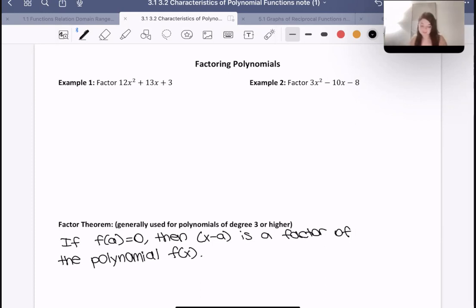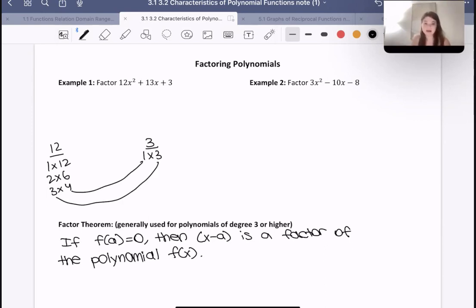So, for this one here, we have 12 and we have 3. For 12, we know that 1 times 12 is 12, and also 2 times 6, and also 3 times 4. And then for 3, it's just 1 times 3, and that's it. So we need to swing these in such a way that we're going to end up with 13x in our middle. So we could do it this way. We could say 3 times 3 and 4 times 1 will get us there. So therefore, the answer here would be 4x plus 3 times 3x plus 1.